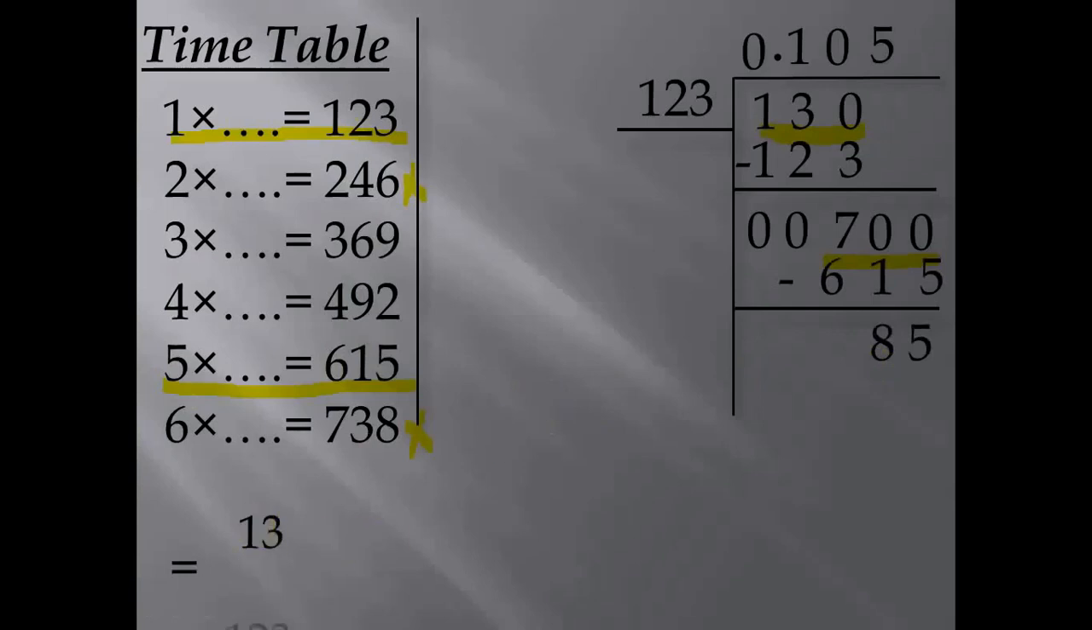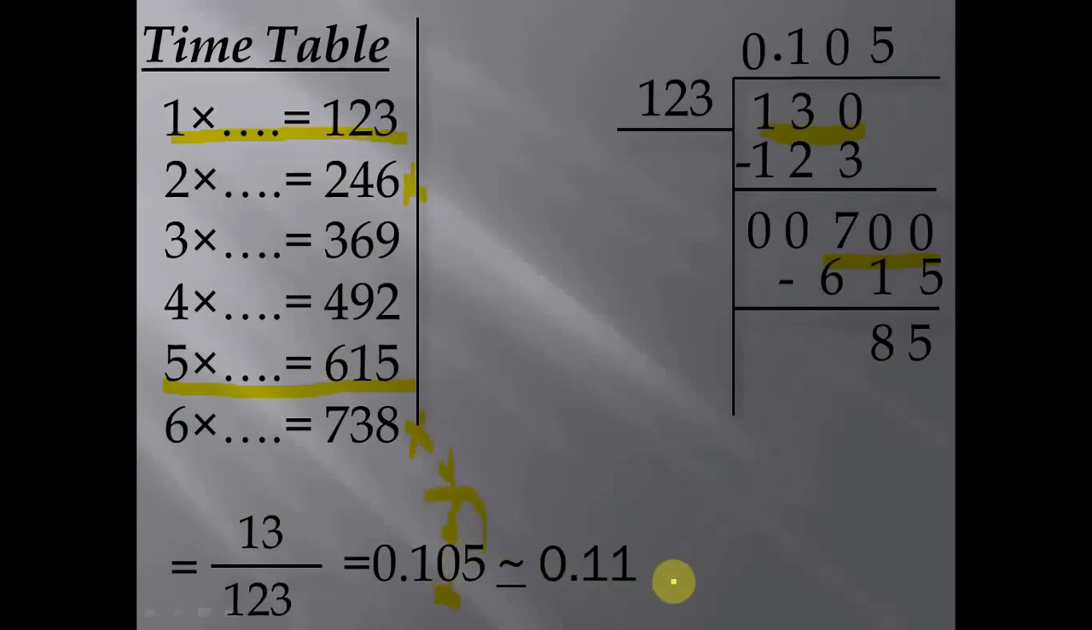Then 13 divided by 123 equals 0.105, approximately equal to 2 decimal places. Stop at 0. 0 asks 5: 5 is rich, give 0 a 1. 0 becomes 1. So the result is 0.11.